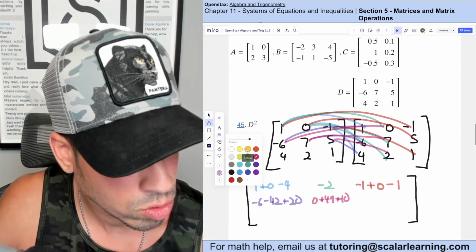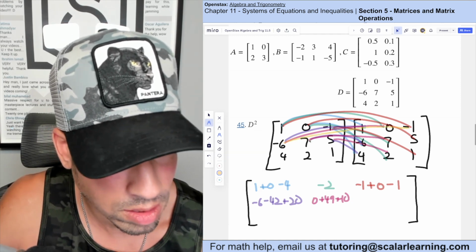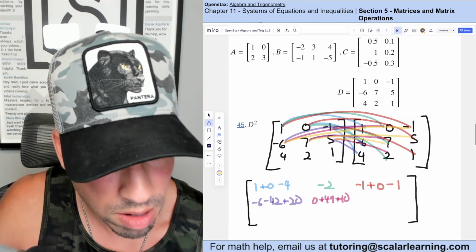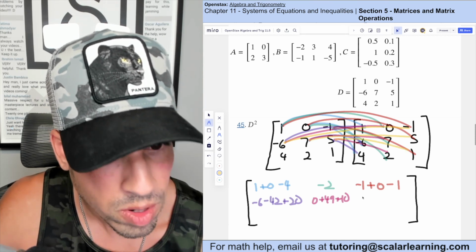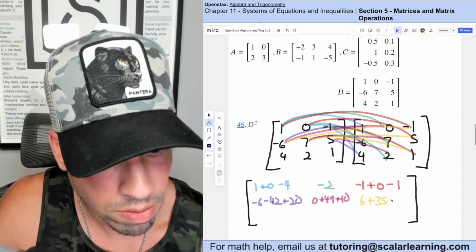And then we'll do this color. We got negative 6 times negative 1 is 6, plus 7 times 5 is 35, plus 5 times 1 is 5. So we got 6 plus 35 plus 5.